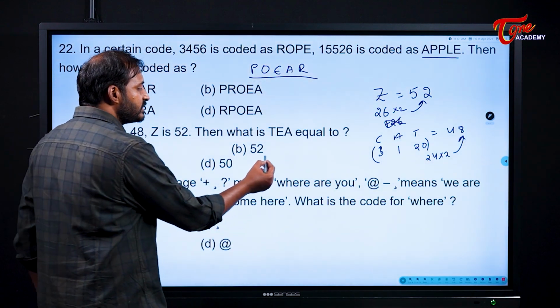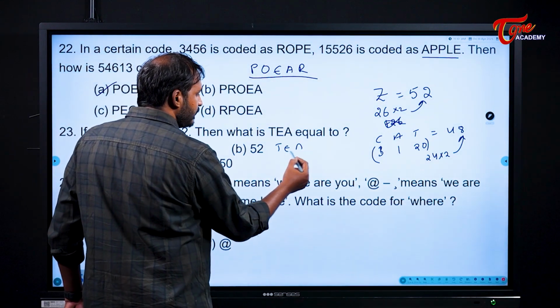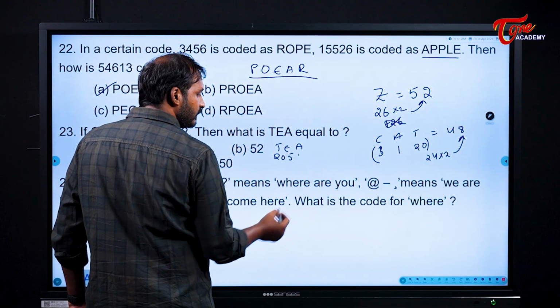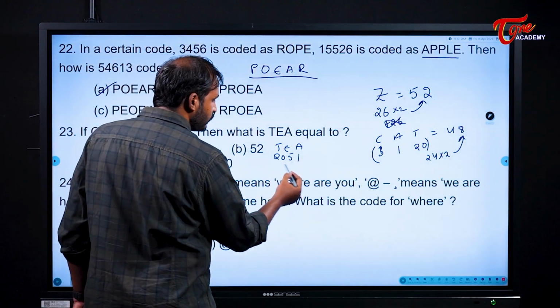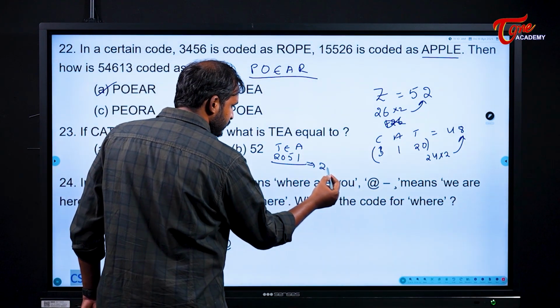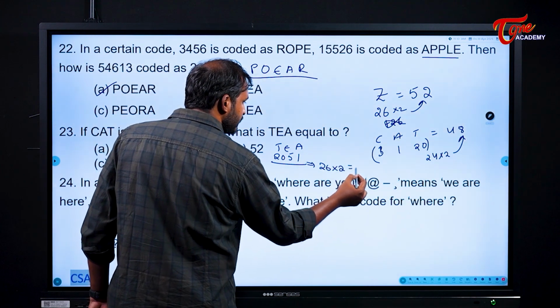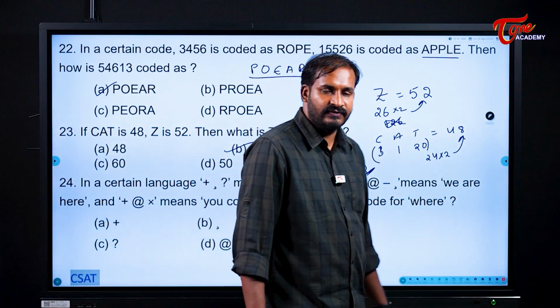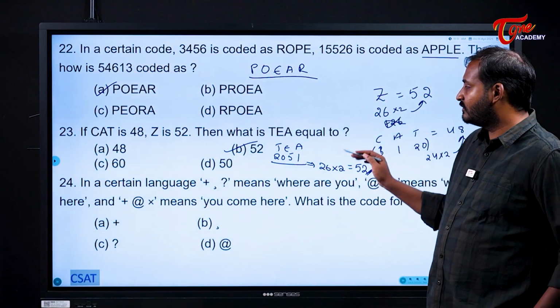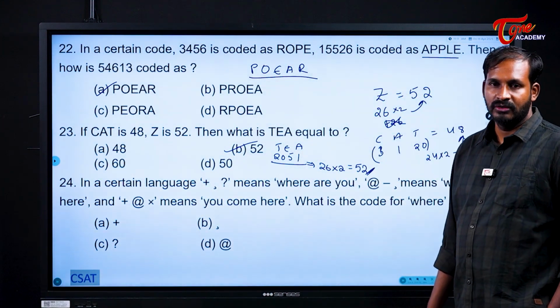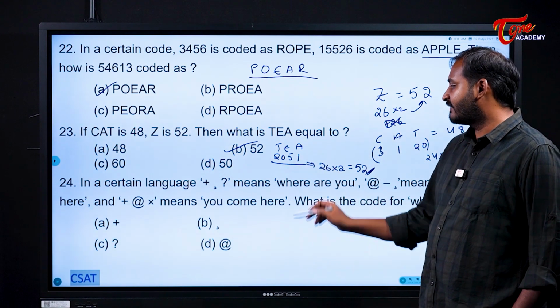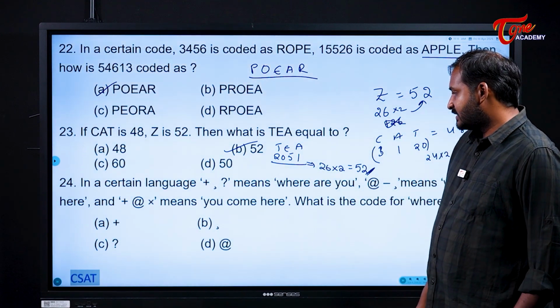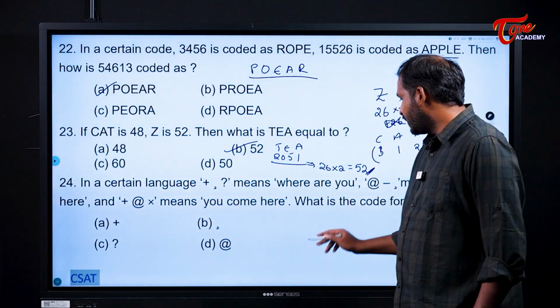So what does it become? TEA, 25 and 1. So what is the total sum I have here? 26. So 26 into 2, what does it become? 52. So our answer here is 52. Sometimes they will also give it in this manner. Understood? Next one. In a certain language, plus comma question mark means where are you?